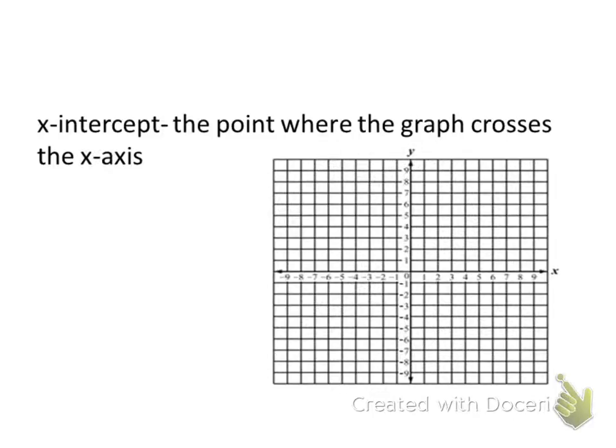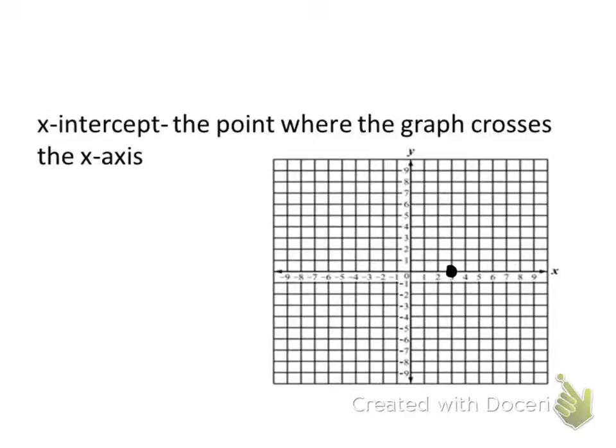So first we're going to talk about x-intercept. X-intercept, there's a spot in your notes for this definition. That's the point where the graph crosses the x-axis. Someone give me a number. 3. Okay. I'm going to make the x-intercept of this graph 3. That means there will be a point on the x-axis at 3.